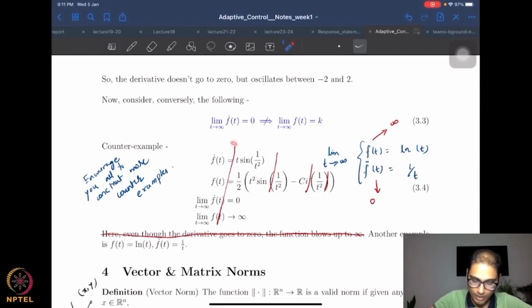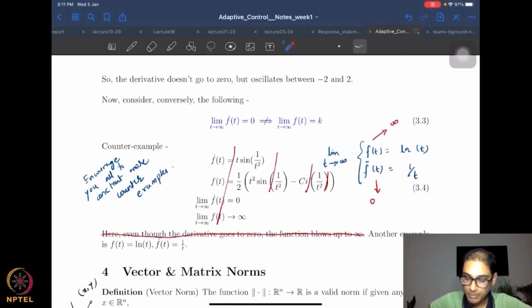Please ignore this. I have deliberately cancelled this because this is erroneous. This is wrong. But look at this example right here. If I take a function f of t, which is log of t, logarithm of t, then the derivative is 1 over t. We all know what is the derivative of the logarithmic function, simply 1 over t. And we know very well that if I take the limit as t goes to infinity for f dot of t, then it's 0, because the denominator goes to infinity, and therefore the limit is 0.